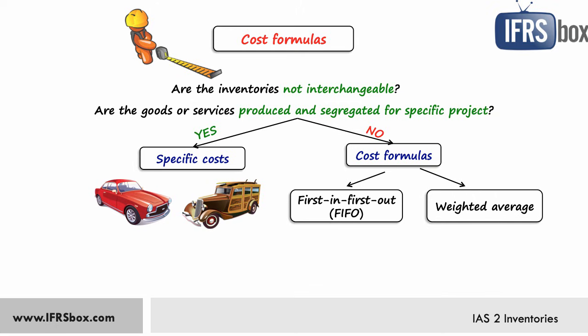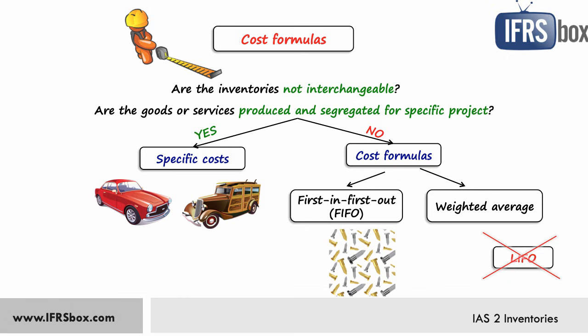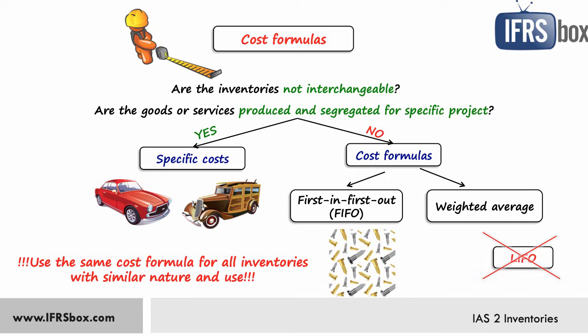As I have explained, you would use cost formulas when you have lots of interchangeable items, just as an example. And let me remind you that LIFO is not permitted by IAS 2, that's last in, first out. It is permitted in US GAAP, but not in IFRS. You should use the same cost formula for all inventories with similar nature and use for the entity.